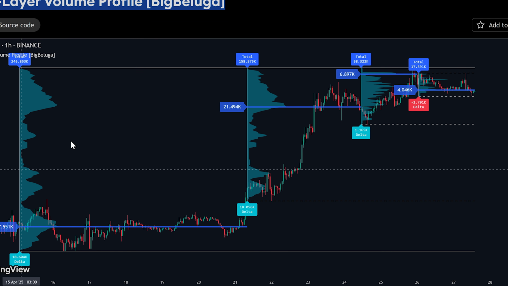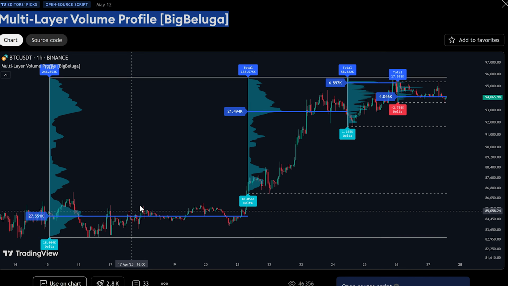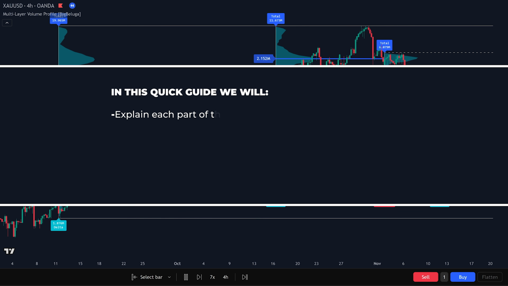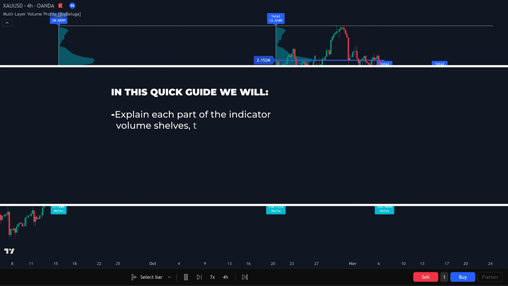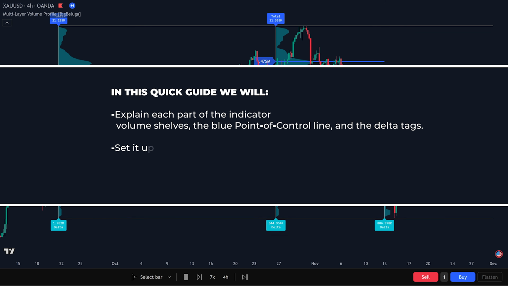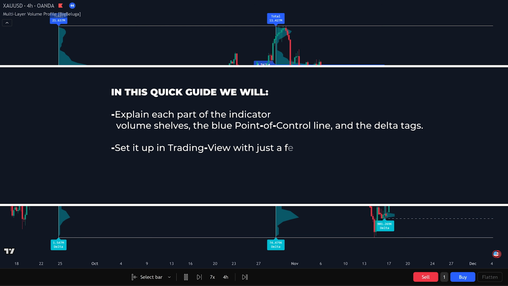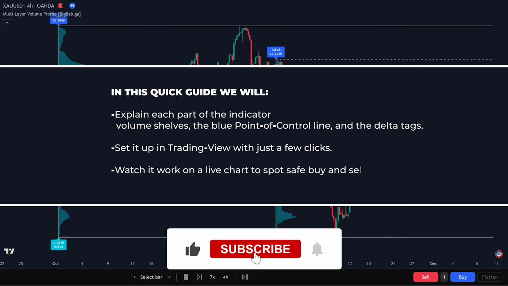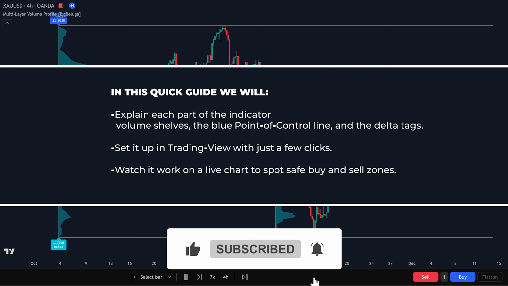The indicator stacks 4 profiles: large, medium, small, and tiny, so you can see both long-term and short-term volume all at once. In this quick guide, we will explain each part of the indicator: volume shelves, the blue point of control line, and the delta tags. Set it up in TradingView with just a few clicks. Watch it work on a live chart to spot safe buy and sell zones.